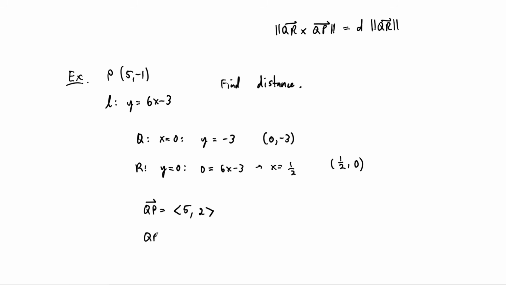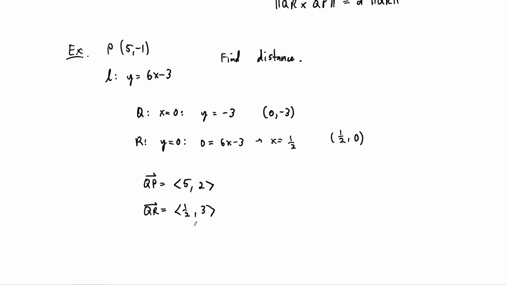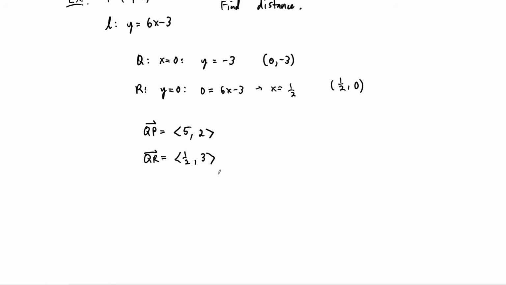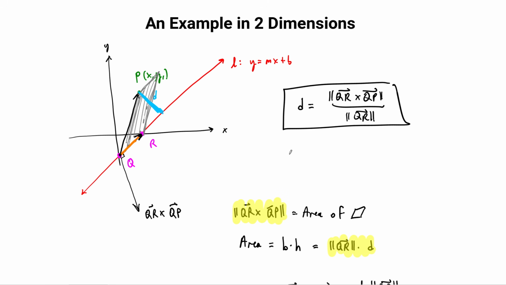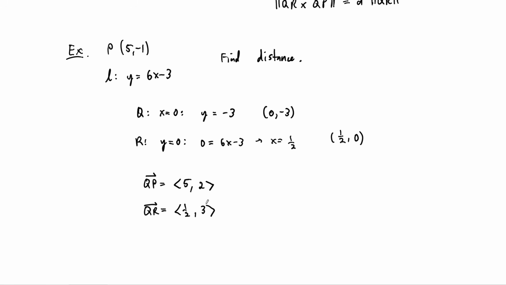And then we need QR. QR is going to be what? The vector, so 1/2, and then 3. Okay, so there we go. There's 2 things. In our formula, we need the length of QR. So we'll have to find the length of this one.